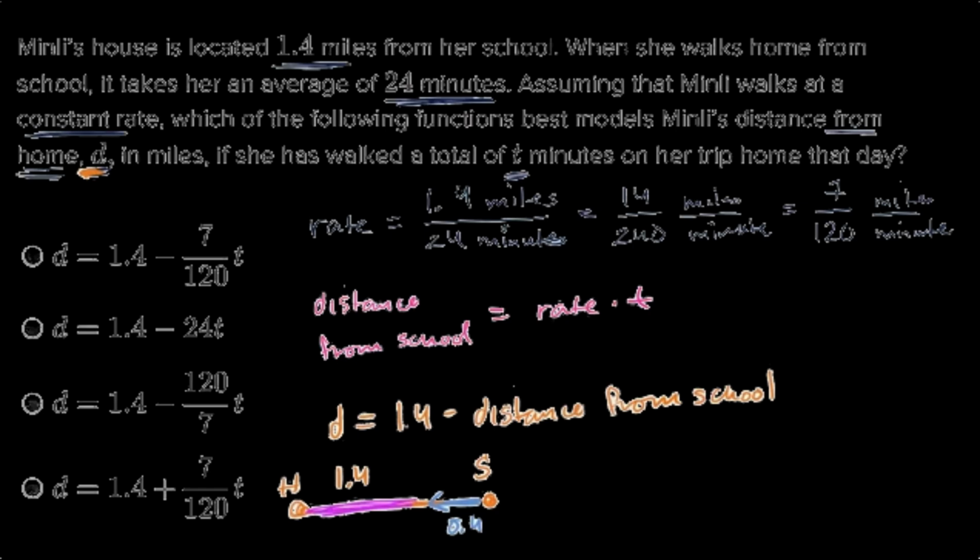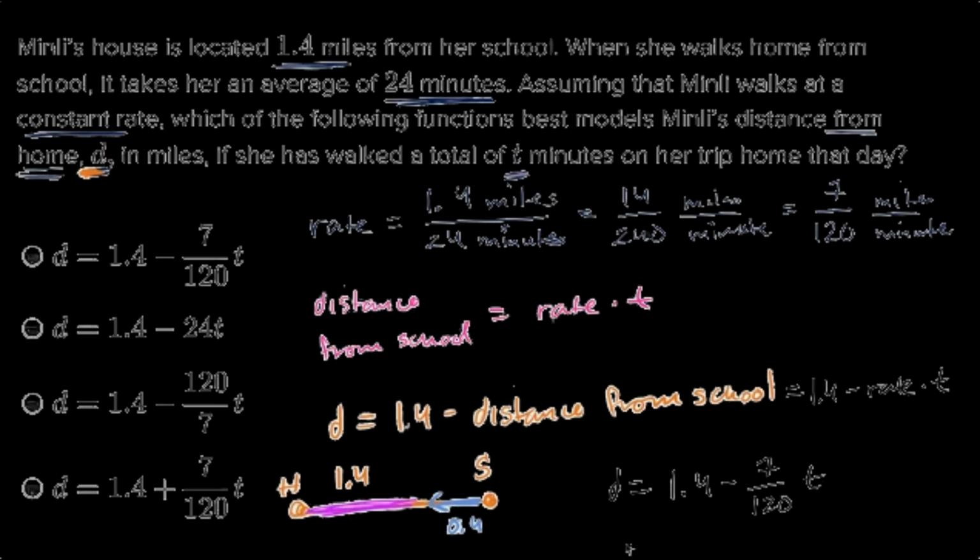And what's that going to be? Well, that's just going to be 1.4 minus the rate times the time. Well, what's the rate? 7/120, it's miles per minute. We got the units right. And so D is going to be equal to 1.4 minus 7/120 t. And if we look at the choices, that's going to be this first choice over here.